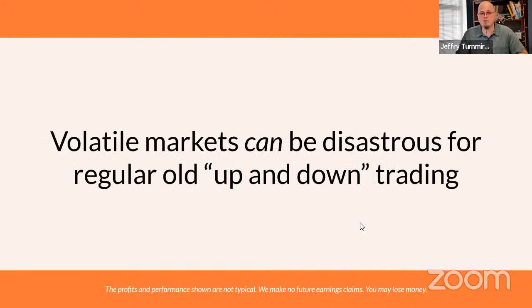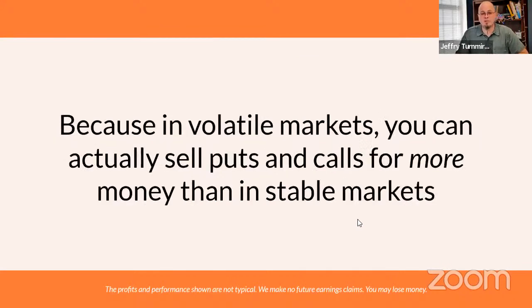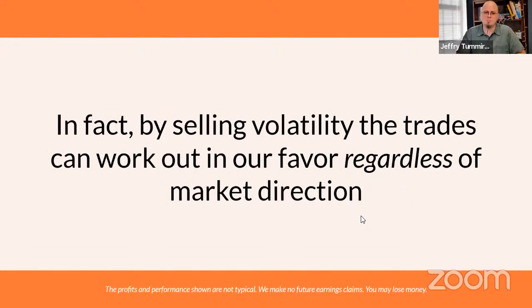Volatile markets can be disastrous for regular old up and down trading, buy and hold, buy low, sell high. Those volatile markets can chop you up, right? But they are fertile soil for measured gain strategies. In volatile markets, you can actually sell puts and calls for more money than you can in stable markets. And that means you can potentially have stronger returns during these conditions. In fact, by selling volatility, the trades can work out in our favor regardless of the market direction.